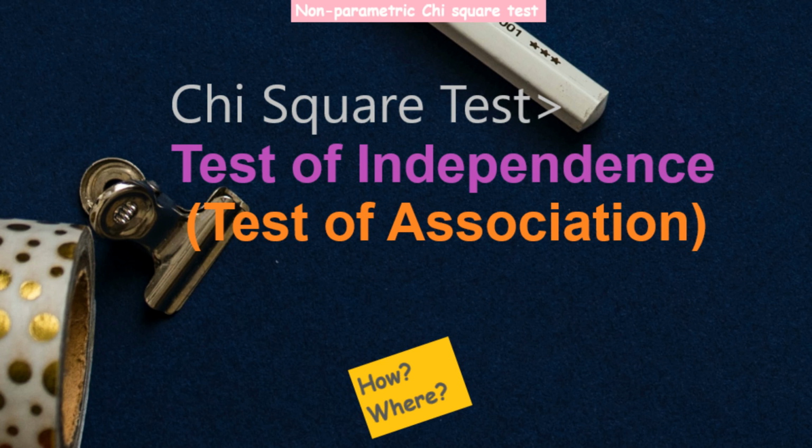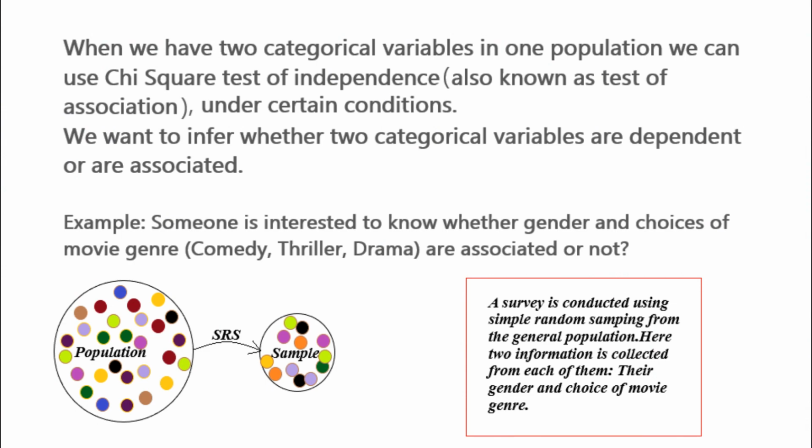In this video, we will discuss the chi-square test of independence, or test of association. When we have two categorical variables coming from one population, we can use the chi-square test of independence under certain conditions. We want to infer whether two categorical variables are dependent or are associated.